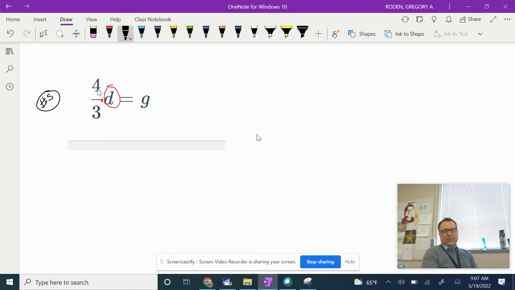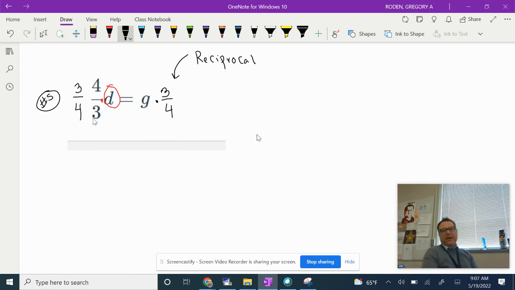What is the reciprocal of 4/3? The reciprocal of 4/3 is 3/4. I'm going to multiply both sides by 3/4. That's the reciprocal. Remember, this is the reciprocal.